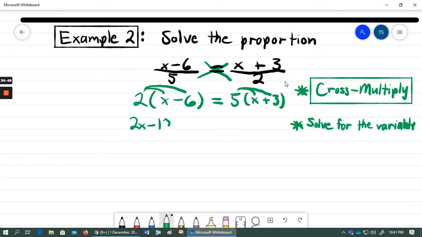All right. So that's 2x minus 12. Okay, yeah, that's sloppy, but it's okay. And that's 5x plus 15. Let's get all our variables on one side. Subtract 2x. That gives us 3x.